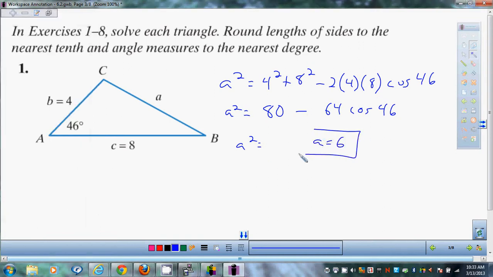Now it does say solve the triangle, so we're still not done. But now that we've got 6, what could we use to finish the problem? Law of sines. You're welcome to use the law of cosines. Actually, I haven't shown you how to do that yet. So yeah, at this point you would have to use the law of sines to figure out the rest of the problem.